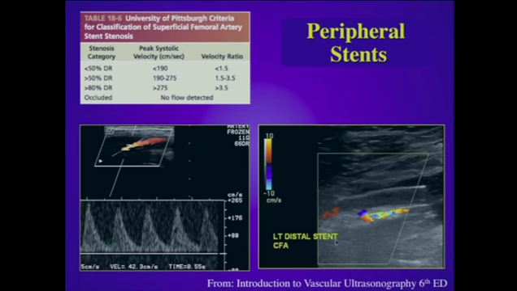Here's an example on the right of an occlusion of a distal stent. Stents are usually easily recognized because they're quite echogenic. And in this particular example, we can see that there's no flow through the stent, and it's filled with low-level internal echoes.